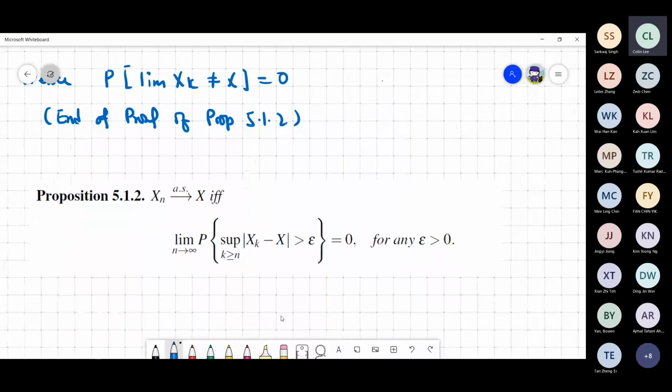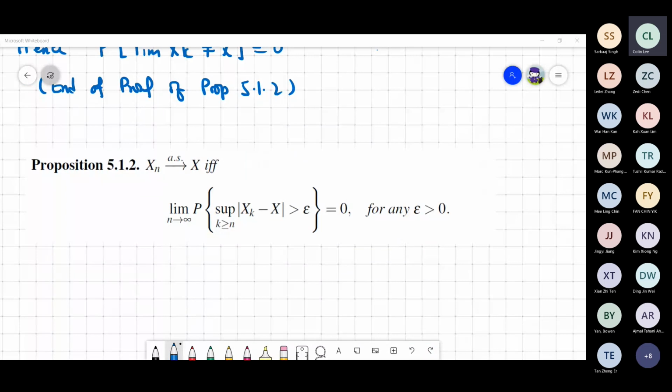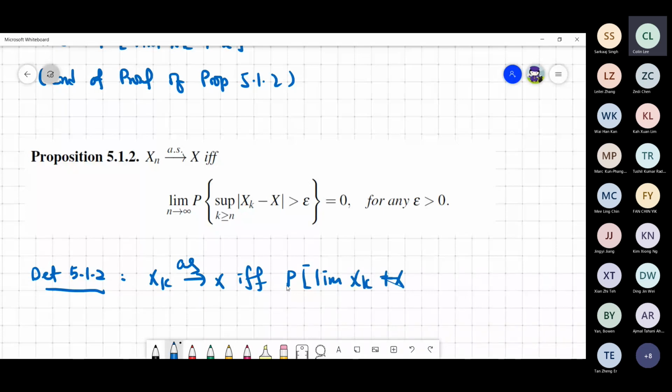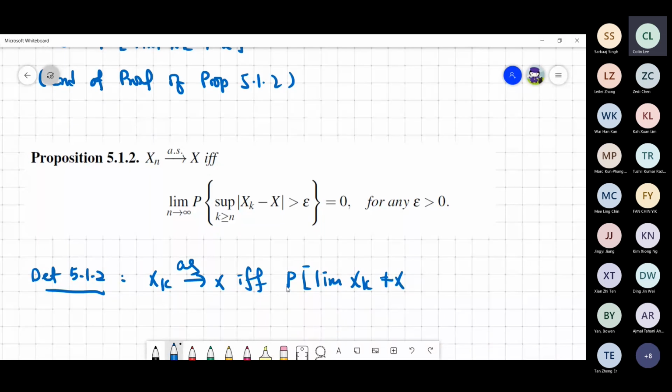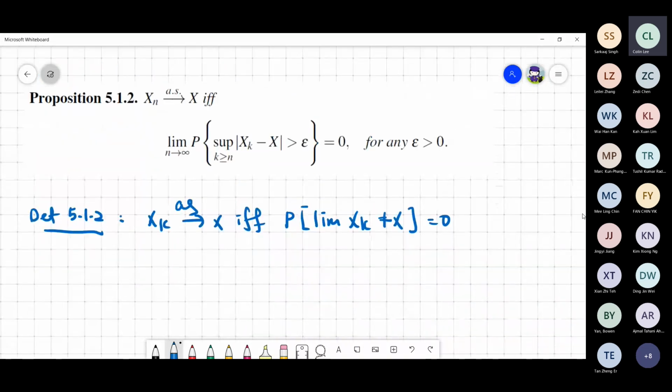And maybe I state the definition, then you can have a picture for it. So this is from our definition, Definition 5.1.2. It says that xk converges to x almost surely if and only if the probability of the limit of xk not equal to x is equal to 0. So this is equivalent to this. That means these two are equivalent.